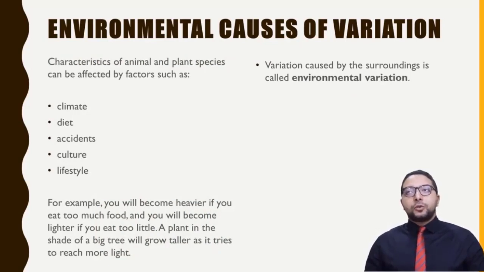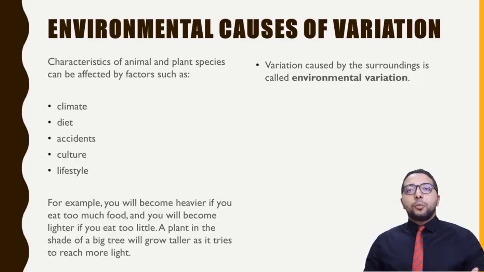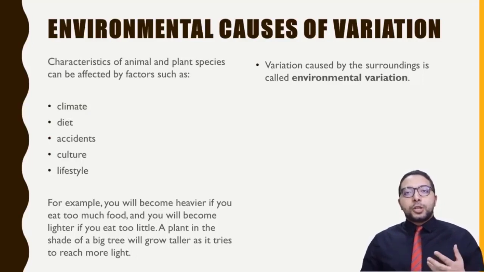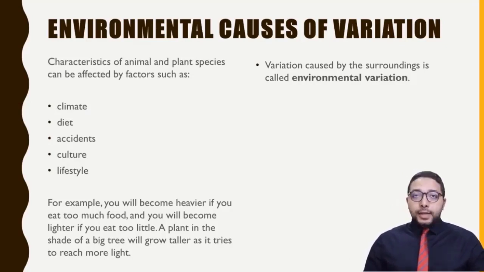Environmental variation is caused by the environment. I'm going to give you some examples that might affect an organism based on the environmental factors. The first one is climate. As you know, people that live in a place which has high exposure to the sun might develop darker skin, while the other people that don't have sun around for a long time in the year might develop a white skin. Not only that, but also the diet.